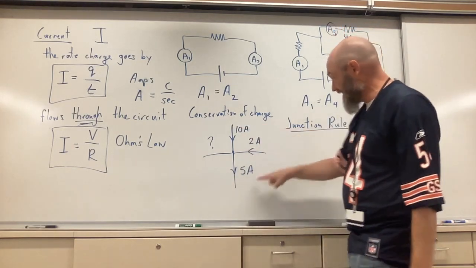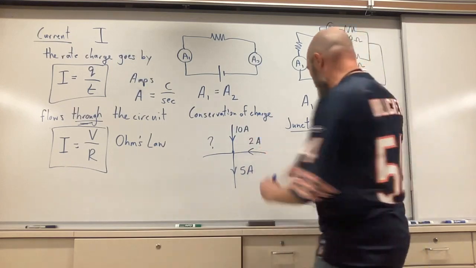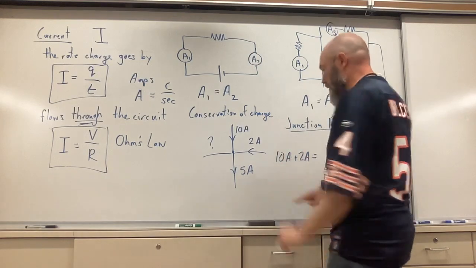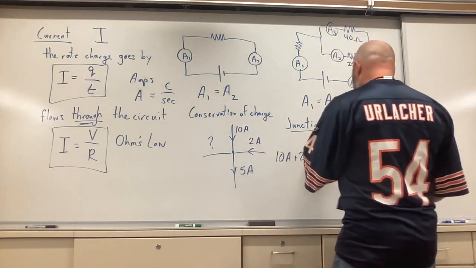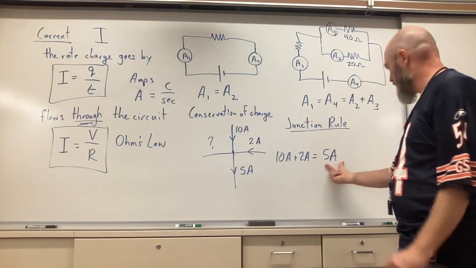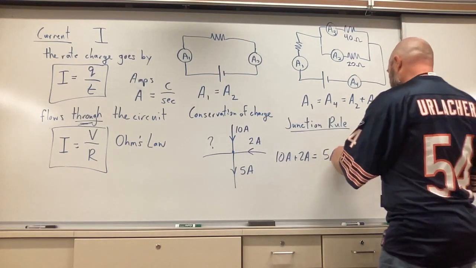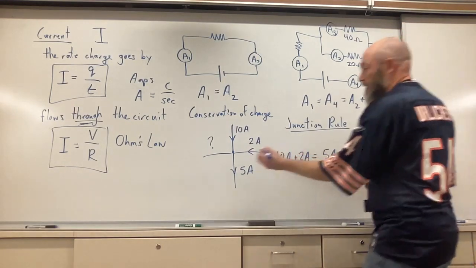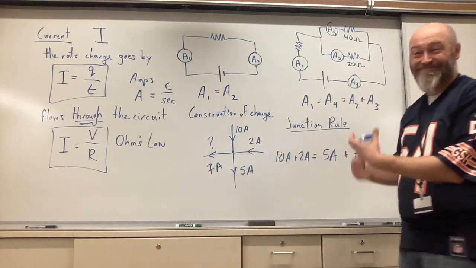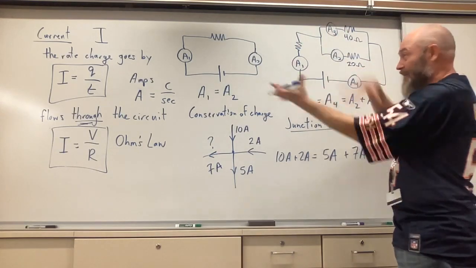How much current is coming into my junction? Well, 10 amps plus 2 amps. How much current is coming out of my junction? Well, 5 amps. But this is 12. Shoot, I can't destroy charge. So that means I have to have 7 amps flowing out of my junction in order for that to be true. That is how current works.